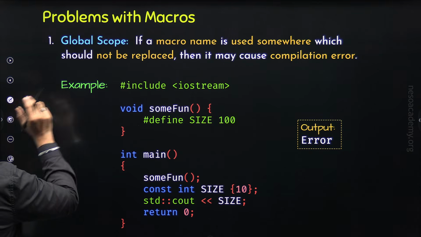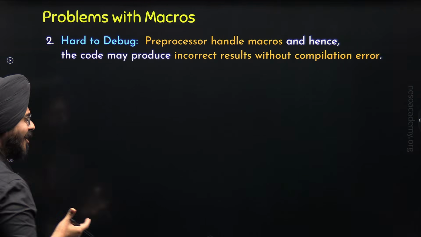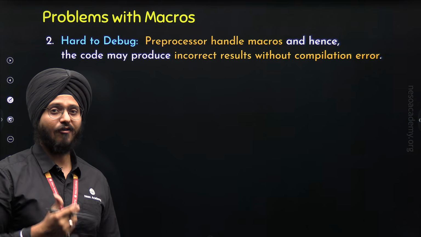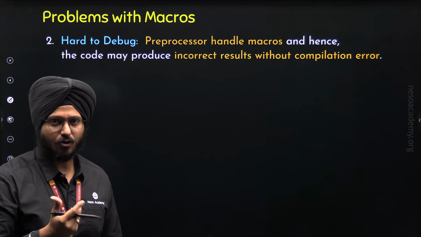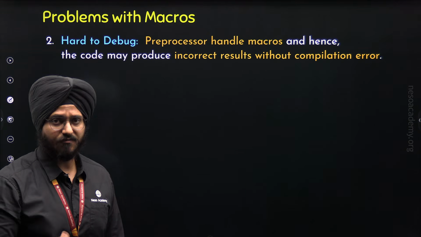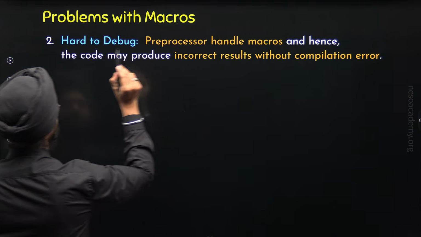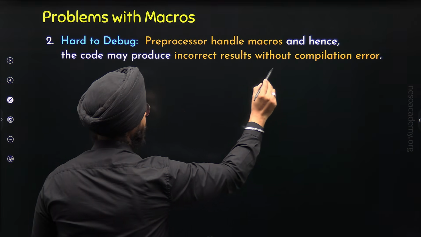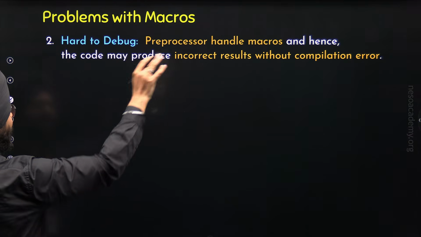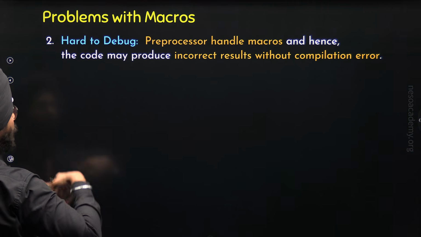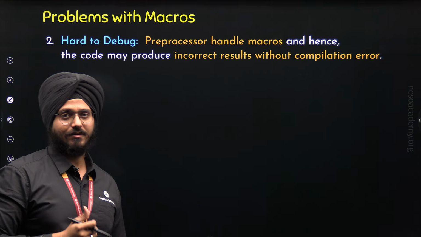Now let's move to the second problem. The second problem is hard to debug. Macros are hard to debug, and by debug I mean finding errors in the code. It is difficult to find errors in the code because of macros. Let's try to understand why it is difficult. Here I have written preprocessor handles macros and hence the code may produce incorrect results without compilation error. We know preprocessor handles macros. Hence, there is the possibility that if the code produces incorrect results, then we will not get compilation error.